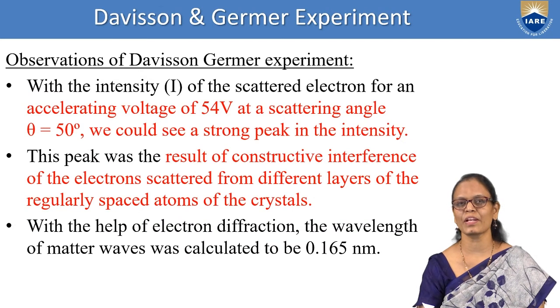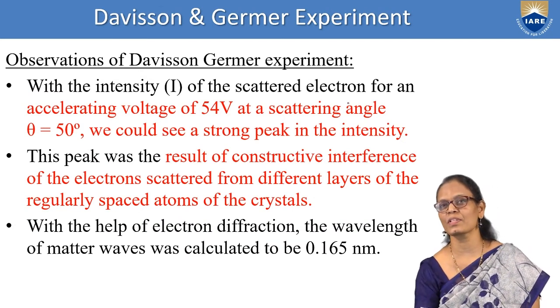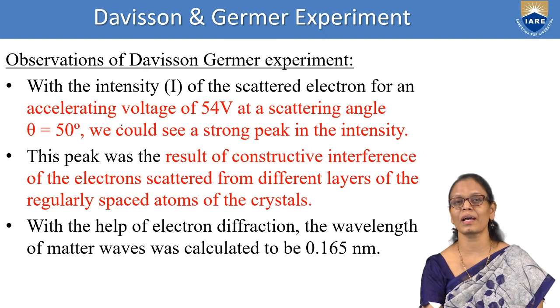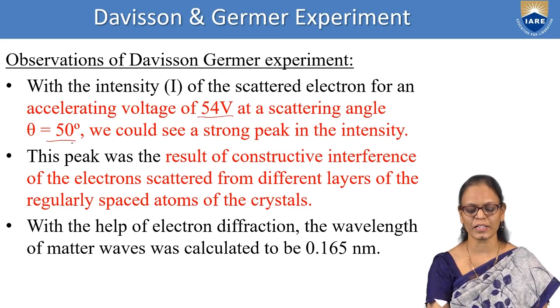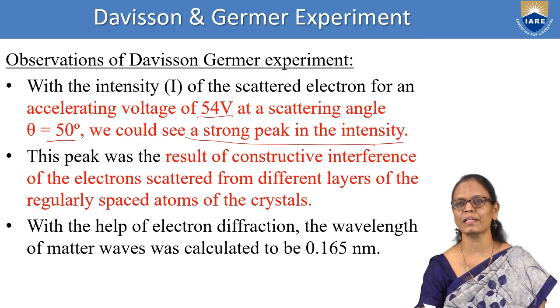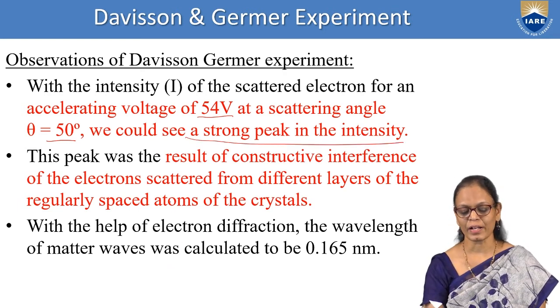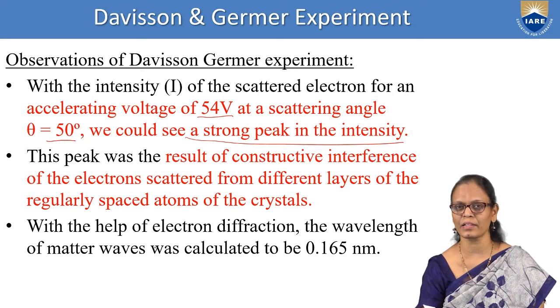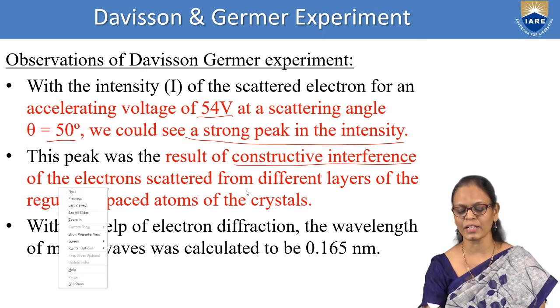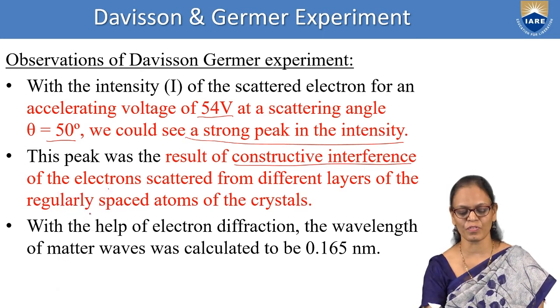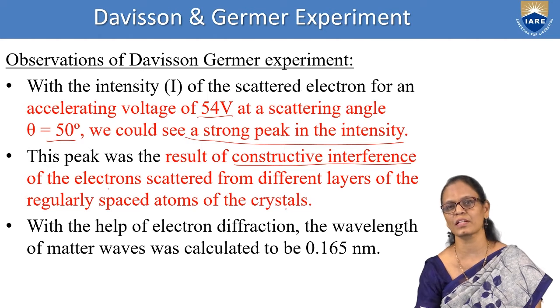Now, what are his observations? With the intensity of the scattered electrons for an accelerating voltage of 54 volt at an angle of theta, he could see a strong peak in the intensity. And the reason behind this peak is that it is a result of the constructive interference of electrons scattered from different layers of regularly spaced atoms of the crystal.